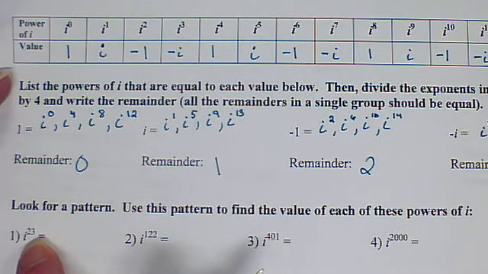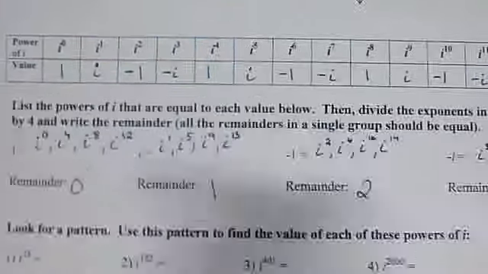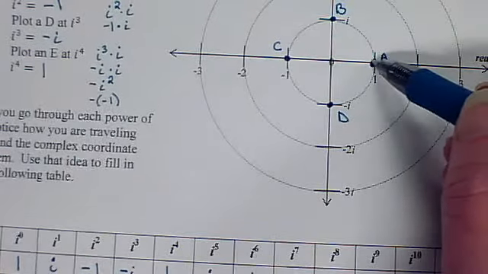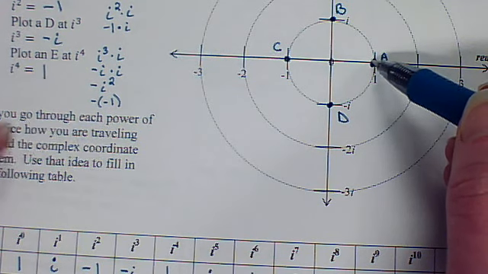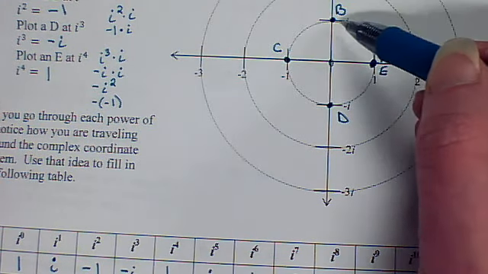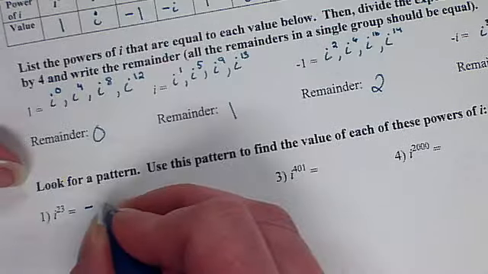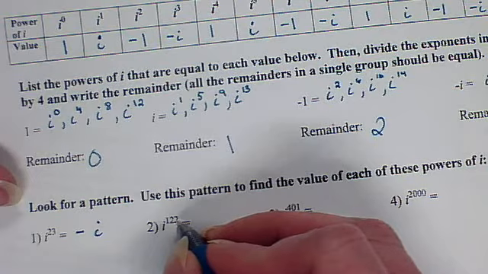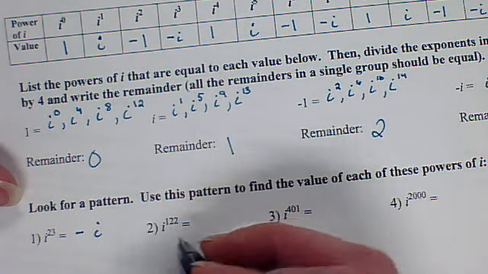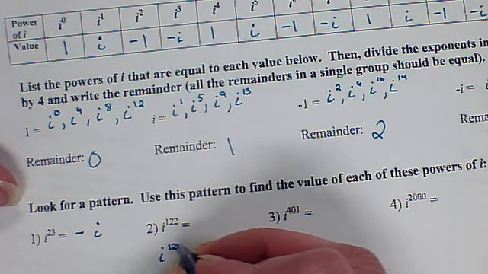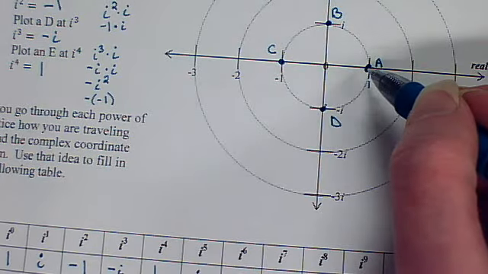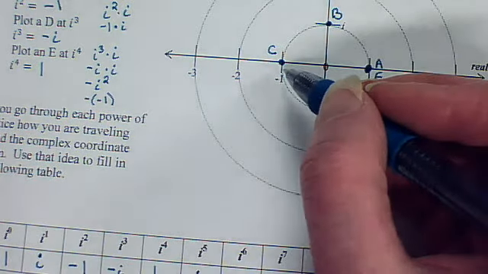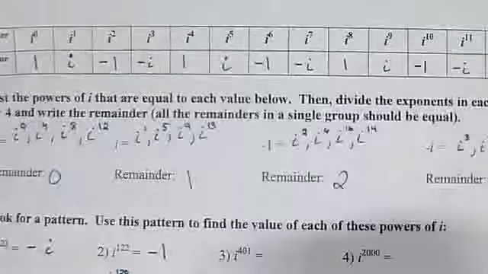i to the 23rd. Now a multiple of 4 would put me at 1. 23, see, 20 is a multiple of 4, so it would be here. 21, 22, 23. That's -i. i to the 122nd. Well, i to the 120th is a multiple of 4, so that would have been 1. So here would be 120, 121, 122. That'd be -1.